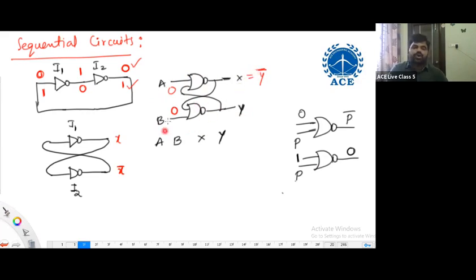Similarly, for this NOR gate also, if one input is 0, what is the output? Complement of the other input. What is the other input here? X. So Y equals X bar. Once again, for this NOR gate, one input is 0, output is the complement of the other input. The other input is Y. So X equals Y bar. For this NOR gate, one input is 0, the output is the complement of the other input. What is the other input here? X. Y equals X bar. Let me substitute Y equals X bar here. X bar whole bar is equal to X. So X equals what? Y bar. Again bar, it is equal to Y. That means it is remaining the same.